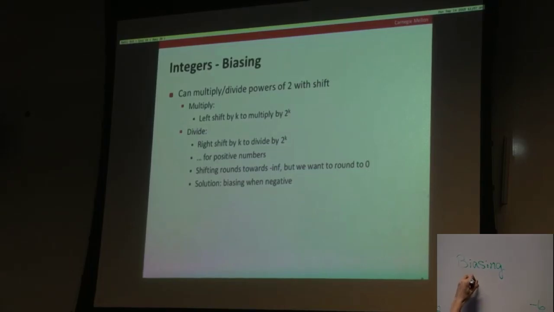So we want to add 2^(k-1) to our number before we shift, where k is the number of bits we're shifting. So what does that do? In this case, we have this number, we're shifting by 2 bits, so we're going to add 0011 to it. What this is going to do is, if there are any bits here that would have been truncated before, adding this will cause it to show up over here.